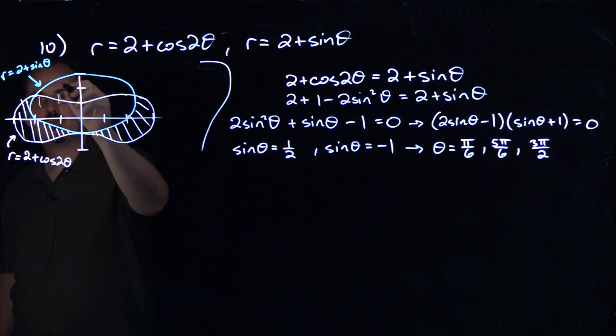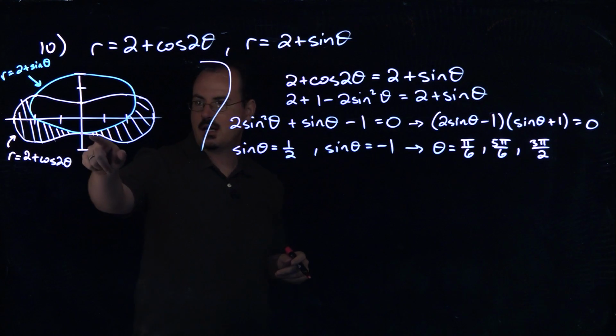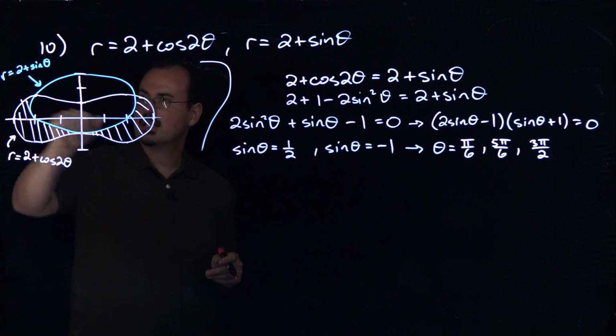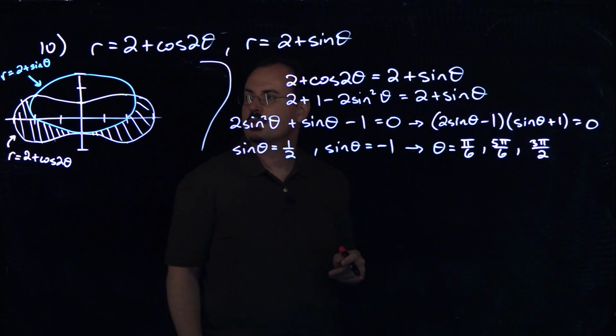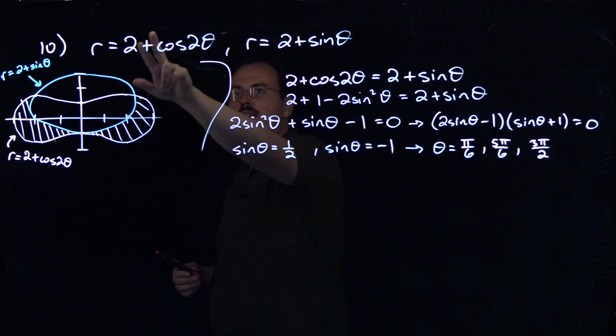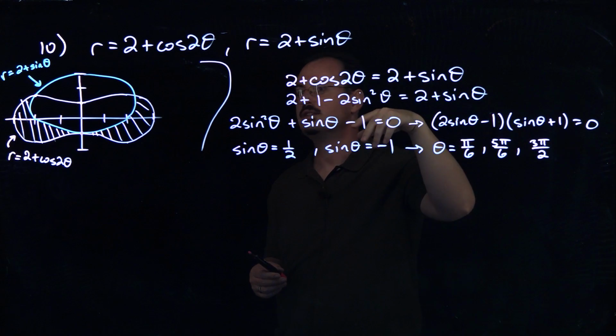What is that intersection point there, and what is that intersection point there? I think that one is pretty obvious. That is theta pointing straight down, that's 3 pi over 2. So the next one we have to figure out is over here. To do that, we'll set these two functions equal to each other and find the points of intersection, for which values of theta these intersect.